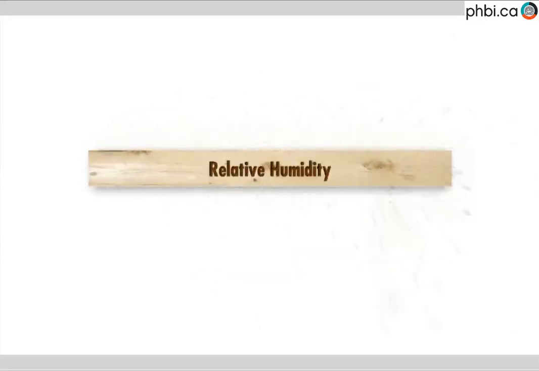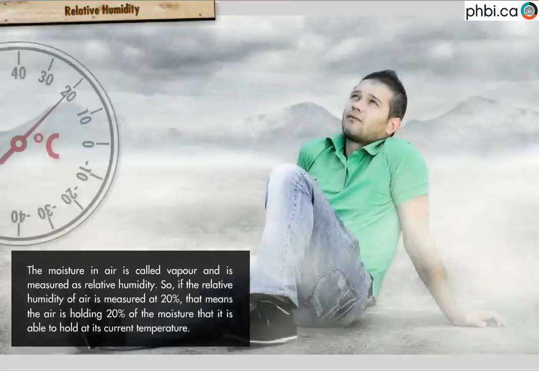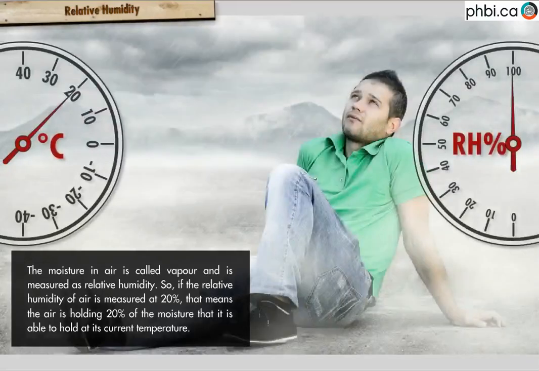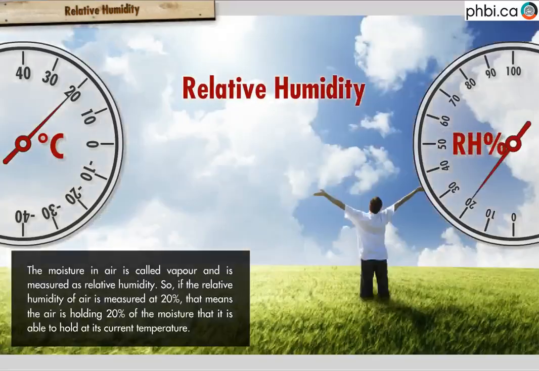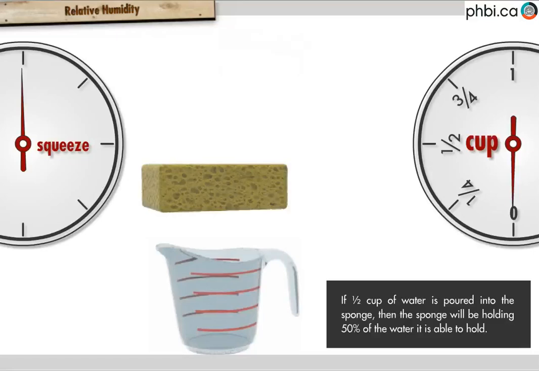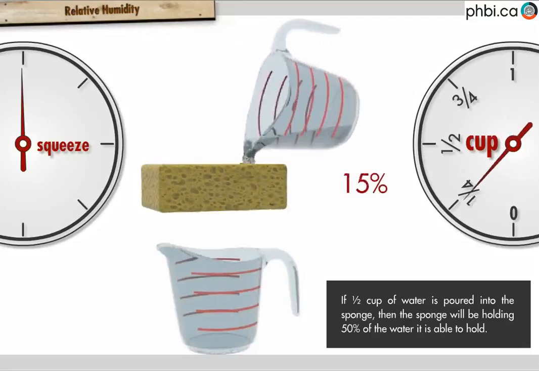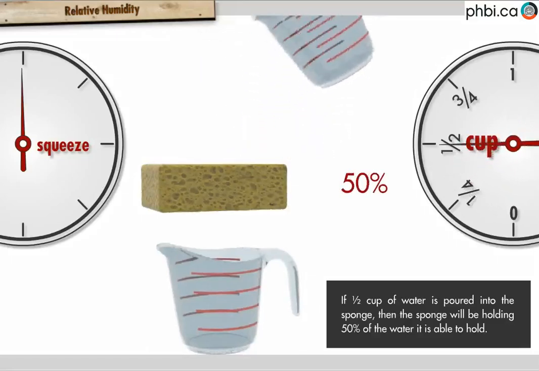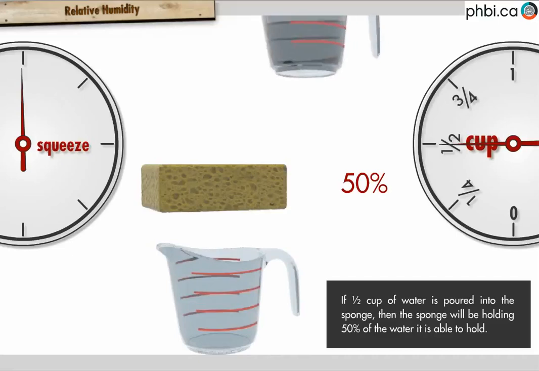Relative humidity. The moisture in air is called vapor and is measured as relative humidity. So if the relative humidity of air is measured at 20%, that means the air is holding 20% of the moisture that it is able to hold at its current temperature. To help understand relative humidity, imagine a sponge that is able to hold 1 cup of water. If half a cup of water is poured into the sponge, then the sponge will be holding 50% of the water it is able to hold.